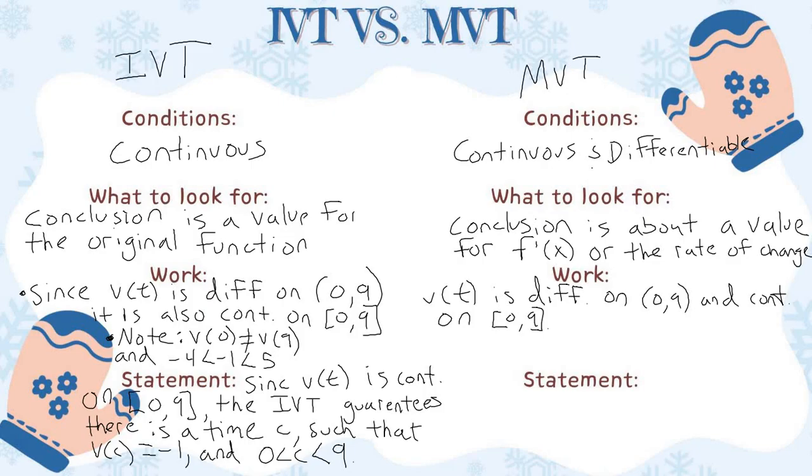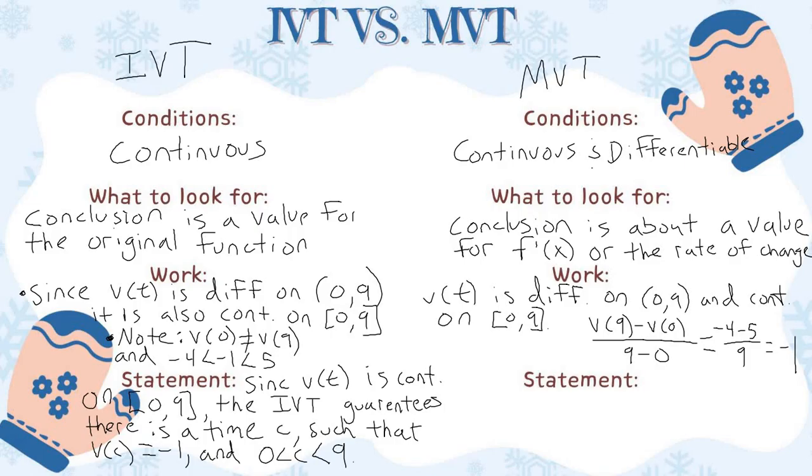If they give us 0 to 9 as my interval, that's the interval that I'm finding my average rate of change on. So remember that average rate of change is just V of B minus V of A divided by B minus A. Or F of B minus F of A. In this case, they give us velocity, so I'm using V's. What is V of 9? -4. What is V of 0? 5. What is -4 minus 5? -9 divided by 9 gives us -1. So my average rate of change is -1. And we are continuous and differentiable.